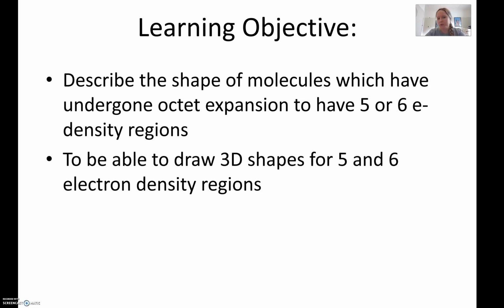So what are our learning objectives for this lesson? It's to describe the shape of molecules which have undergone octet expansion to have 5 or 6 electron density regions, and to be able to draw 3-dimensional shapes for these. So those are our learning objectives, and we're pretty much going to launch straight in.